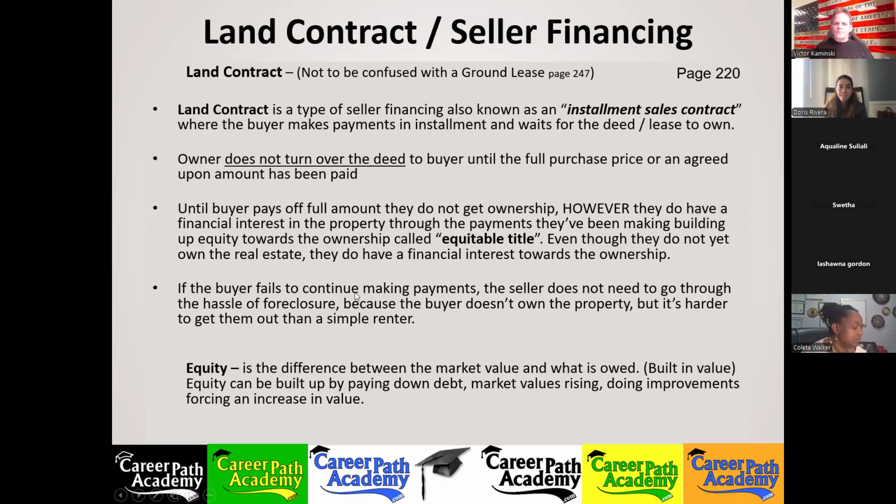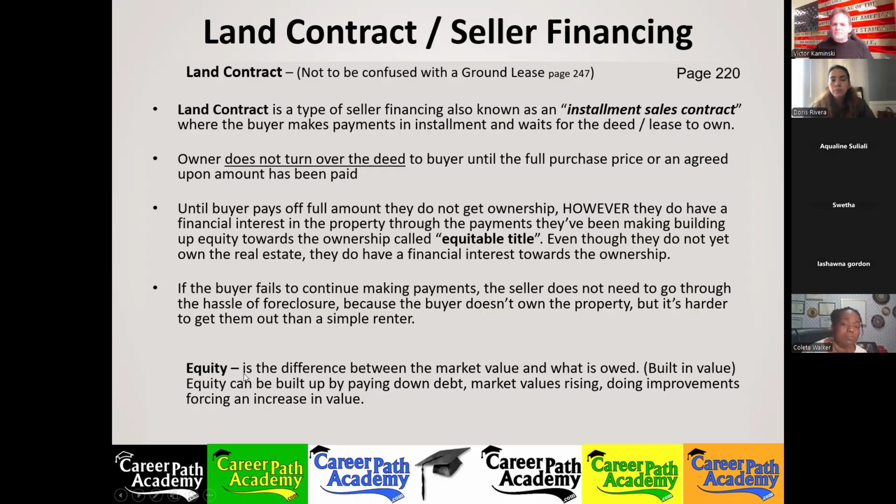Now, if the buyer fails to continue making the payments at any time, the seller does not need to go through the hassle of foreclosure, the long, drawn-out, and expensive process of foreclosure, because the buyer doesn't own the property. They never handed them the deed. However, it's harder to get them out than a typical renter because they've been making payments towards the purchase. So it's easier to get them out than an owner who defaulted on their mortgage loan, but it's harder to get them out than a typical renter. So it's somewhere in between.